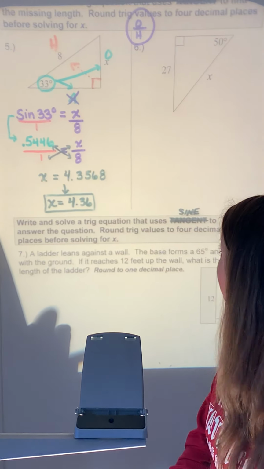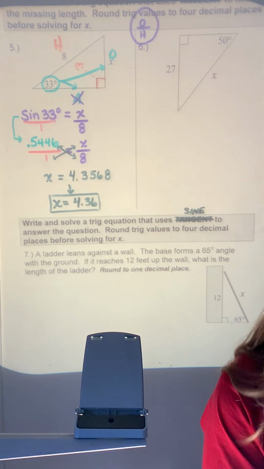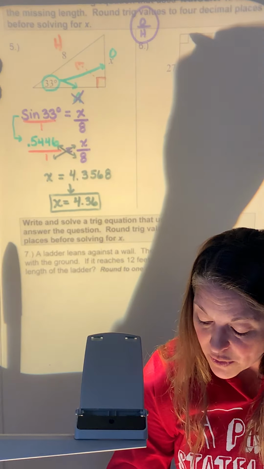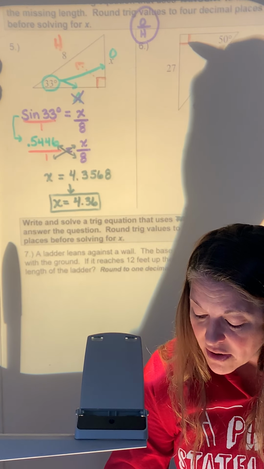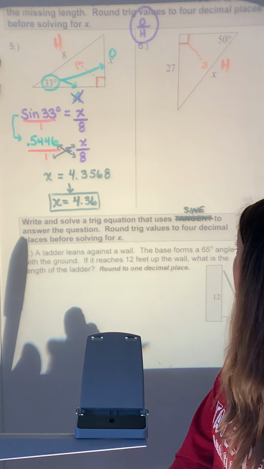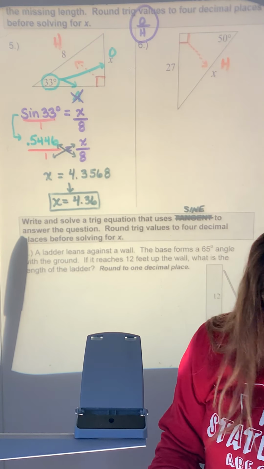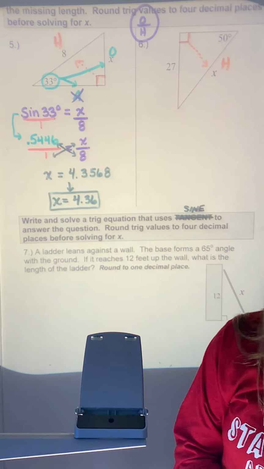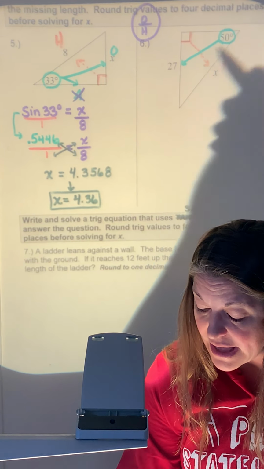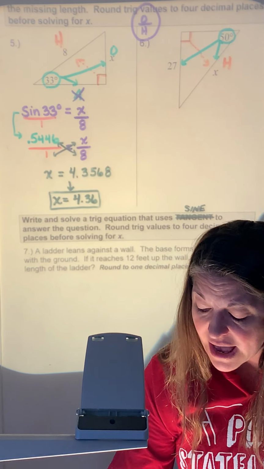Moving on to number 6. Again, let's go ahead and label all of our sides first. So locate where your 90 degree is. Wherever that corner is pointing, there's your hypotenuse. So this time our x is our hypotenuse. And the angle in the picture is the 50. So we're going to go ahead and point to the other sides.